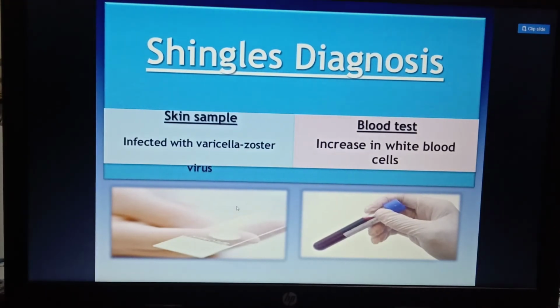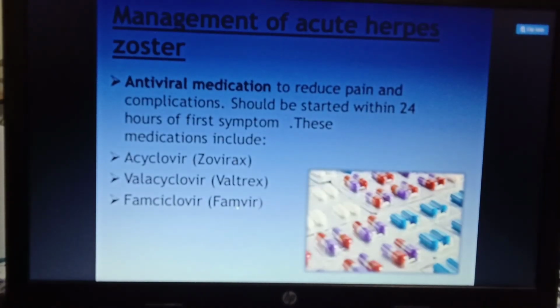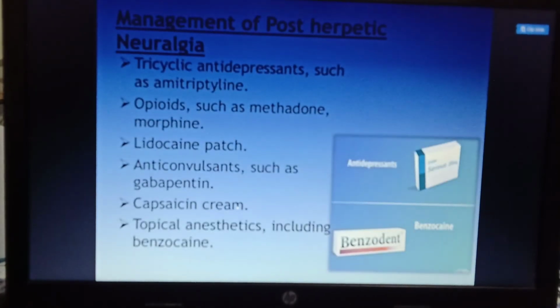Okay, so the diagnosis you can make is that the person is infected with the varicella zoster virus, and you have to take a skin sample. And you have to take a blood test, and in the blood test you can see the white blood cells increase. Okay, and for management, antiviral medications can be given, for example acyclovir, valacyclovir, and famciclovir. These three types of drugs you can give, and they should be started within 24 hours of observation of the condition.